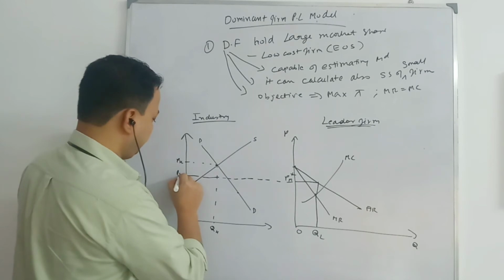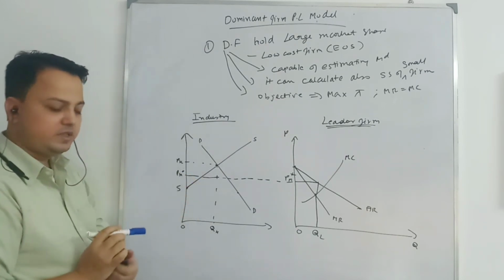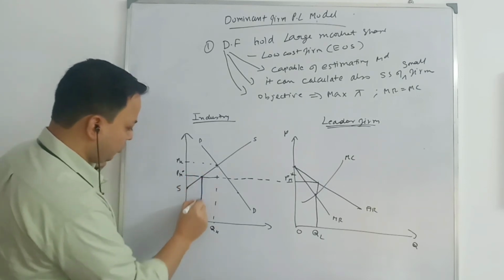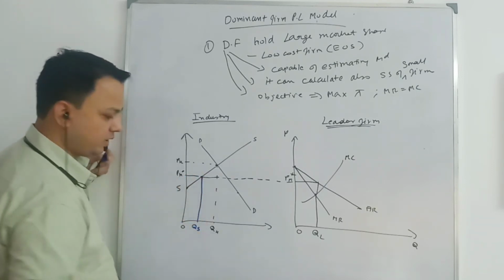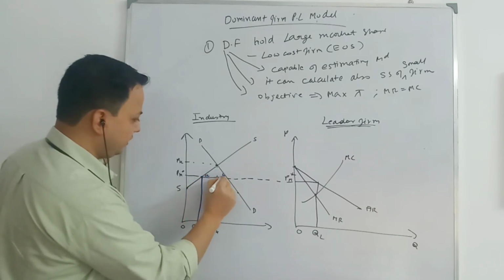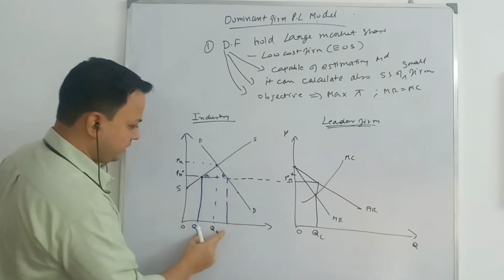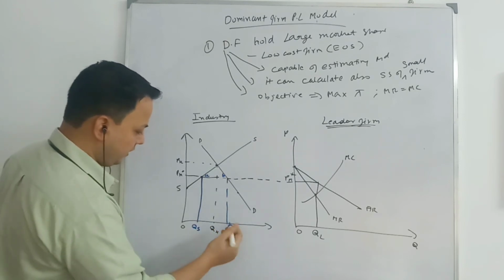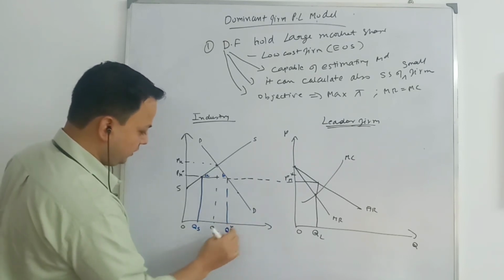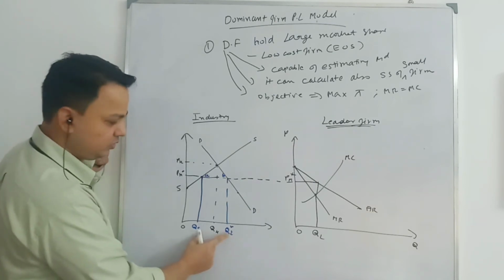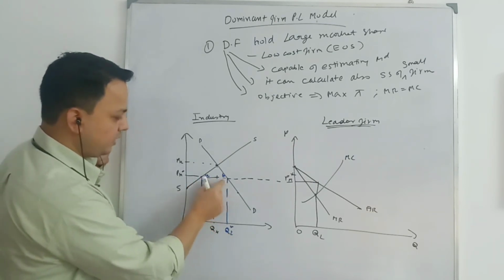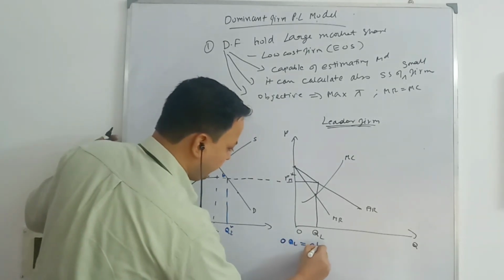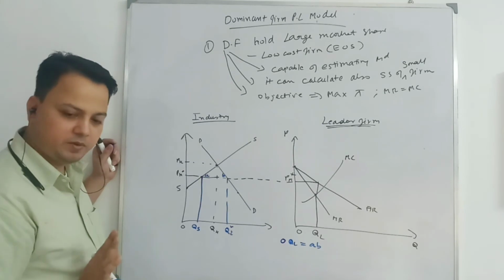PM star. How much is this small firm producing? It will be producing, say, OQS. And this distance AB, or you can take Q2 star QS, this distance AB must be equal to OQN. So OQN is equal to AB.